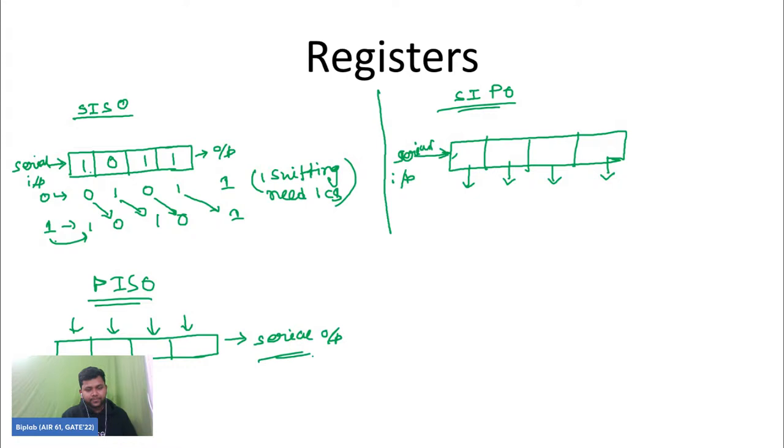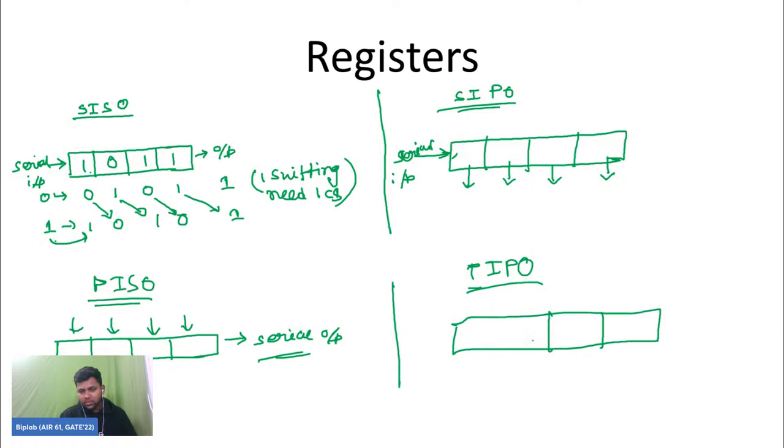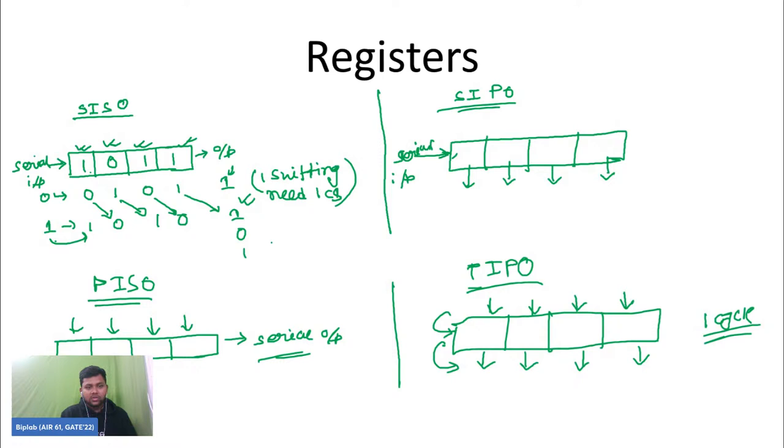And in the same way, PIPO is parallel input and parallel output. Since you are giving input, at that time you can also get the output of what is inside the register. This needs only one cycle, but here, to get the whole data in the register, you have to do four clock cycles. In the first clock cycle you get one, in the second you get this one, in the third you get zero, and in the fourth you get this one.